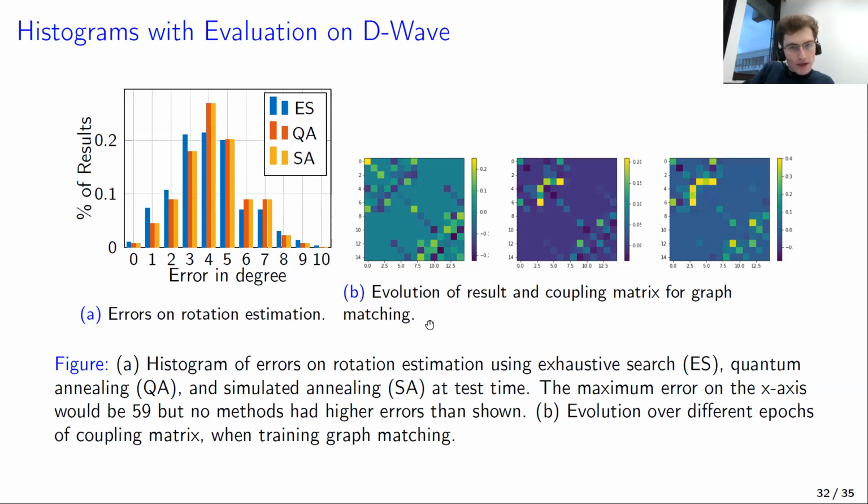Okay, here we also have some picture of the matrices during the training. And again, the errors on the rotation estimation. So we have the errors in degree, which are quite low. Here it was trained with exhaustive search. And for the test data, we looked at exhaustive search, quantum annealing, and simulated annealing. And here we saw that quantum annealing and simulated annealing performed similarly, and exhaustive search had a slight edge here.